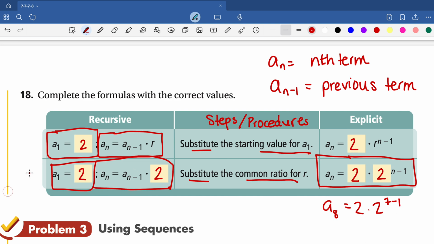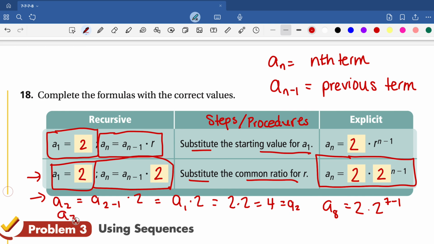Okay, and for the recursive one, each term builds on the previous term. So in order to find a sub 2, I would need a sub 1. I need a sub 2 minus 1 times 2, which is equal to a sub 1 times 2. Then I would plug in a sub 1, which I already have. That's equal to 2 times 2, which is equal to 4. So a sub 2 is equal to 4.